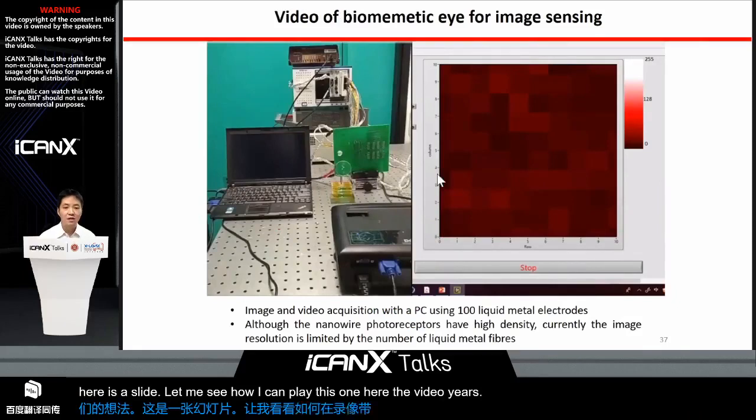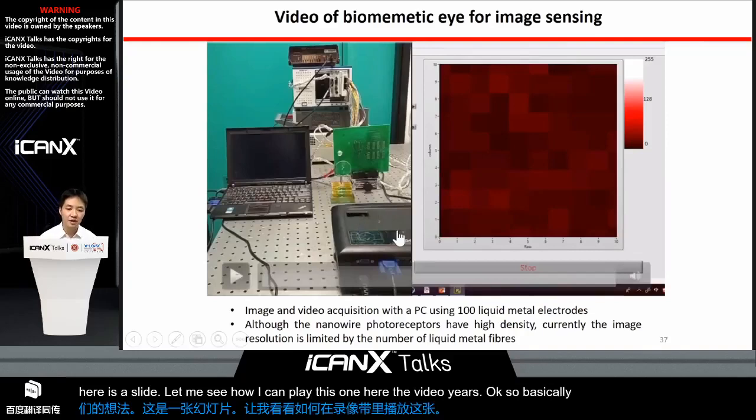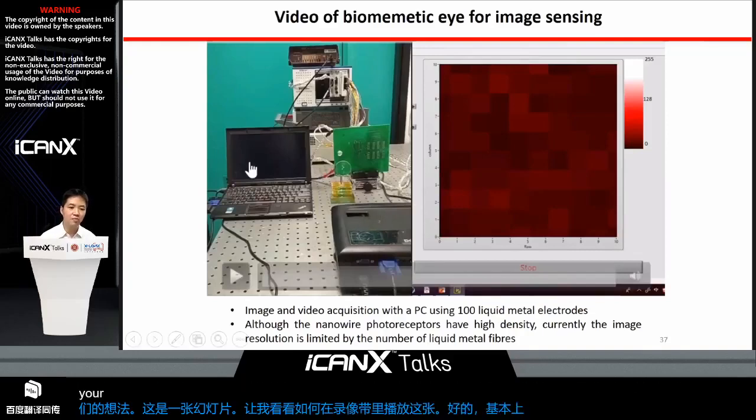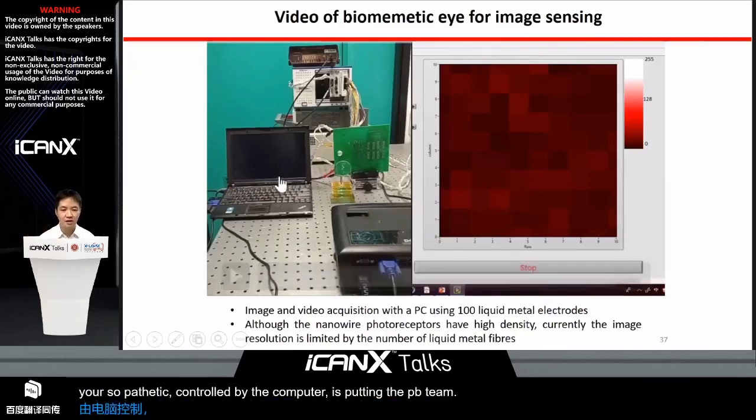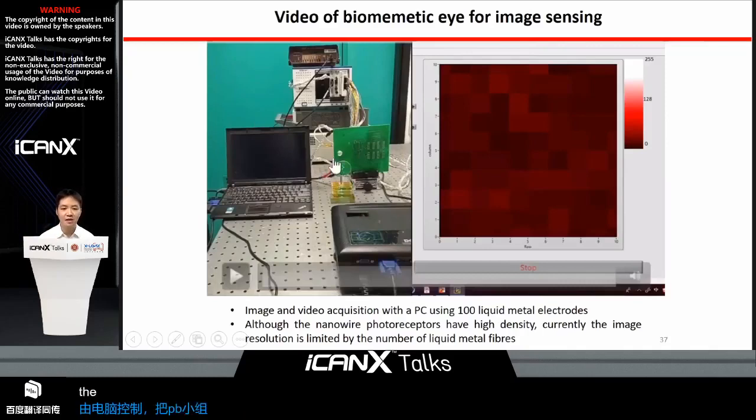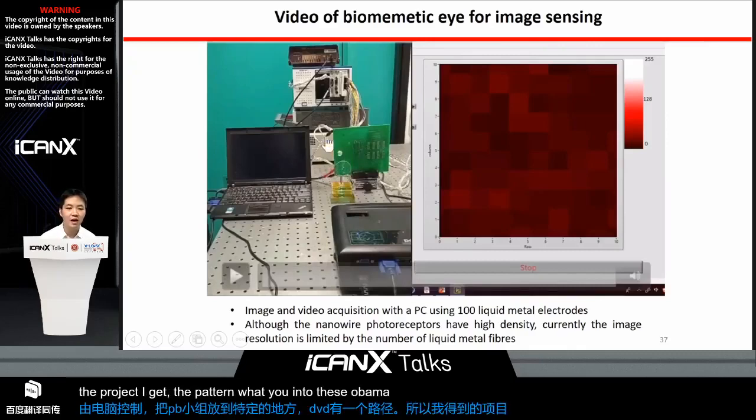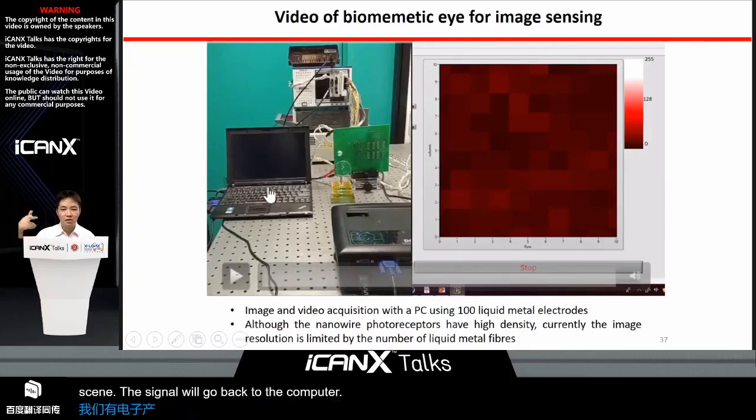Okay. So basically, we have a projector over here, controlled by the computer. The computer is outputting the PPT to the projector, and the PPT has the pattern. The projector projects the pattern onto this biomimetic eye. On the backside, we have electronics to acquire the signal. This signal goes back to the computer to generate the image.